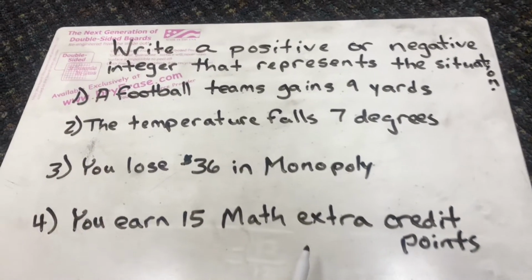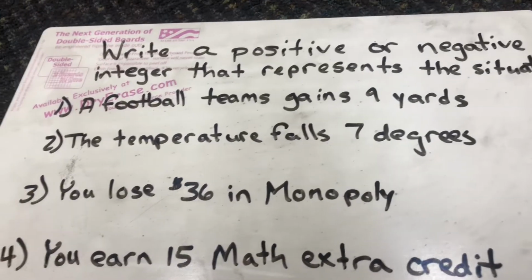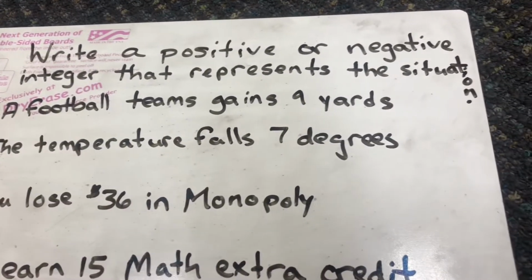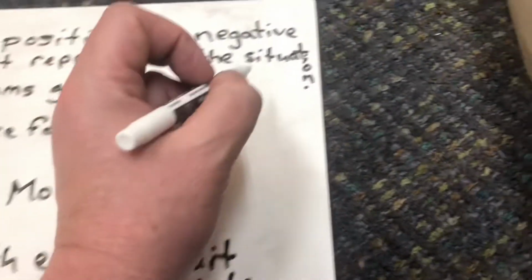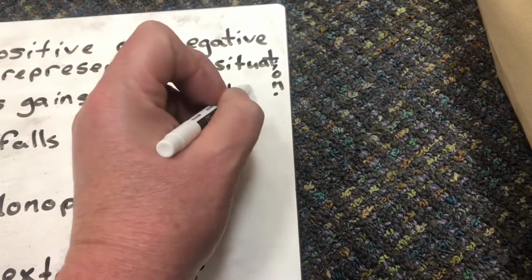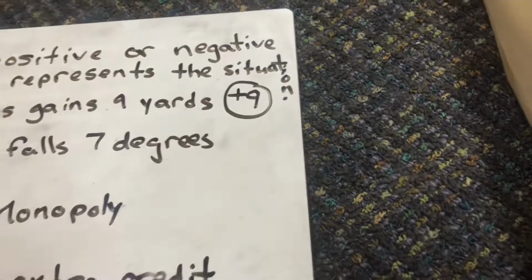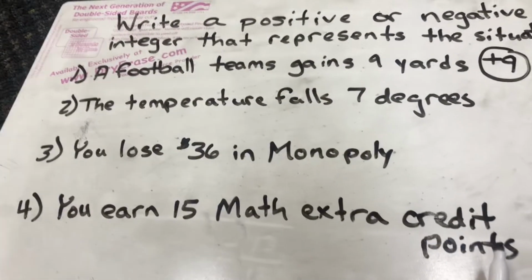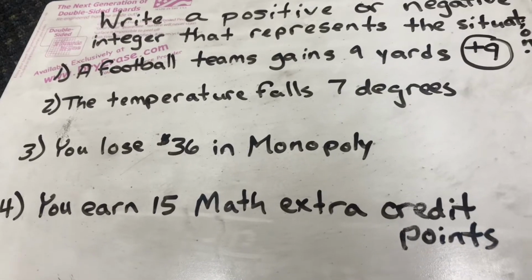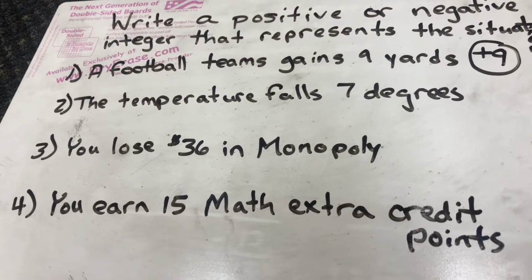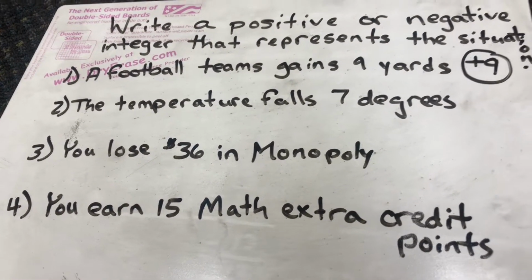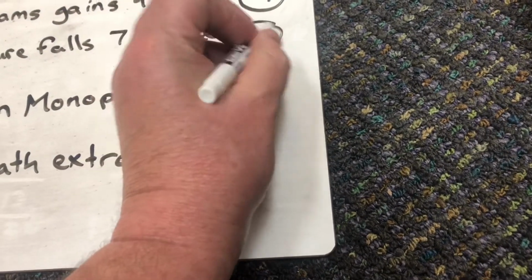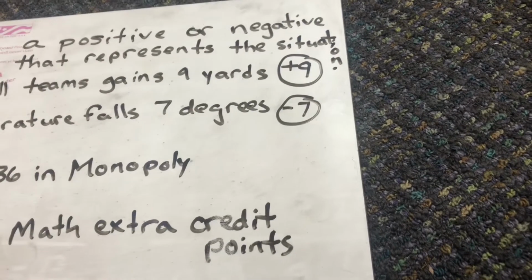So we look at number 1. A football team gains 9 yards. That's a 9-yard gain, a good play for the team. The integer would be +9. Number 2: the temperature falls 7 degrees. As night came, the sun went down, and the temperature fell 7 degrees. So that integer would be -7. Makes sense.